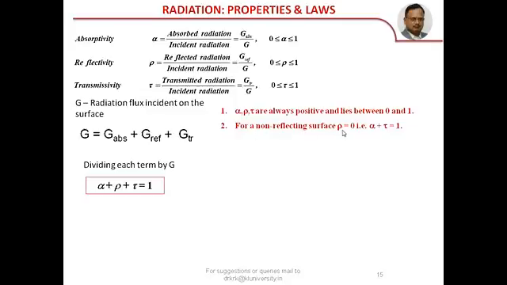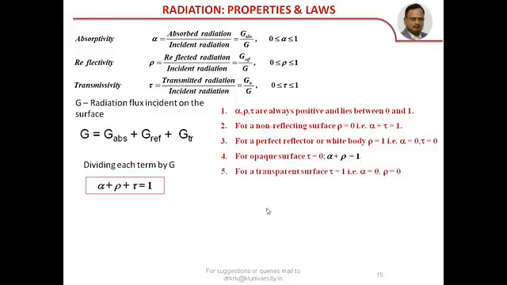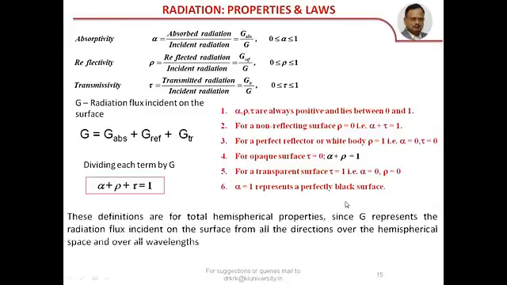For a non-reflecting surface, reflectivity is 0, therefore alpha is 1. And for a perfect white body, reflectivity is 1 and hence alpha is 0 and tau is 0. For an opaque surface like solids, there is no transmittivity, therefore absorptivity plus reflectivity should be equal to 1. For a transparent surface like clean glass or air and gases, transmittivity is 1, therefore absorptivity and reflectivity are 0. Alpha equal to 1, a perfect absorber, represents a perfectly black surface.